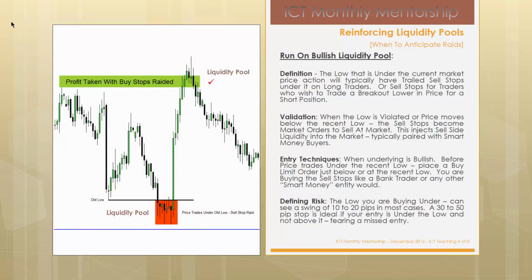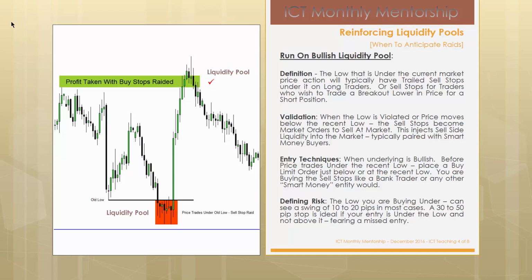So what does this look like graphically? Okay, what we have here is a run on a bullish liquidity pool. And by definition, what that is, the low that is under the current market price will typically have a trailed sell stop under it for long traders. Also sell stops for traders who wish to trade on a breakout lower in price for a short position reside below old lows. Validation of this setup or condition is when the low is violated or price moves below the recent low, and the sell stops become market orders to sell at market. This injects sell side liquidity into the marketplace, and typically this is paired up with smart money buyers.